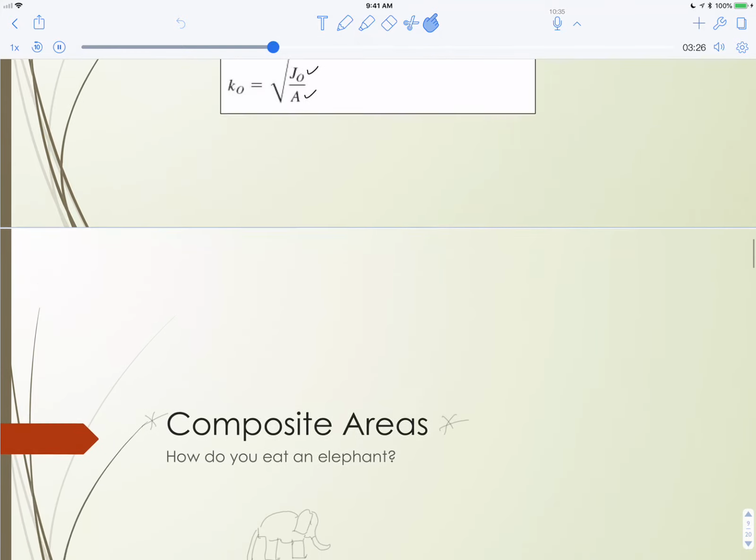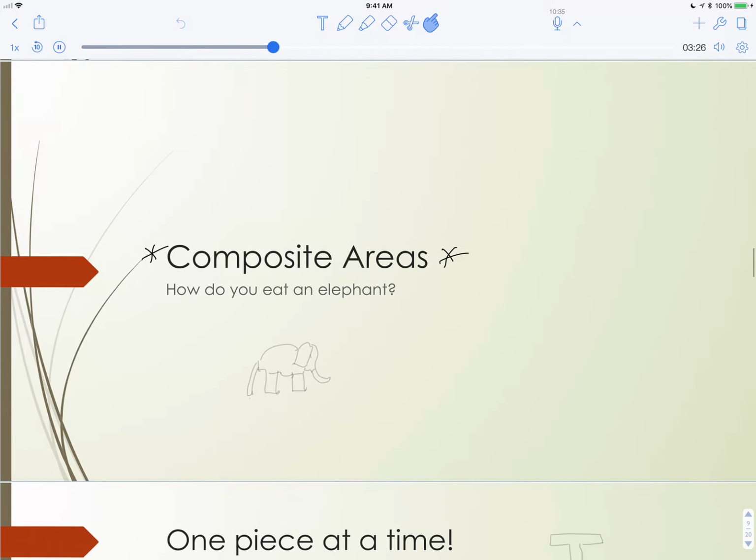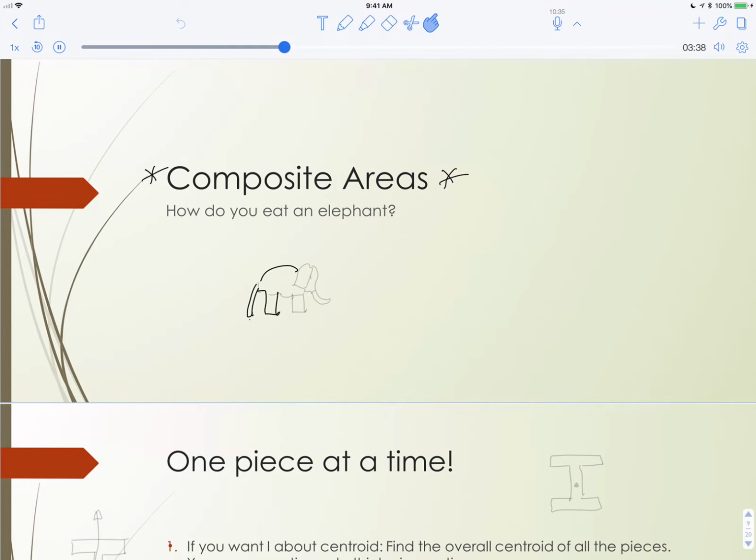The next topic is composite areas, or how do you eat an elephant? So the answer is one piece at a time. So if you had a tail, I don't actually know how to draw an elephant, legs, ears, and a nose. What you would do is, to get the polar moment of inertia of that, you would break it up into pieces that hopefully you could find all in the back of the book. You do it one piece at a time.